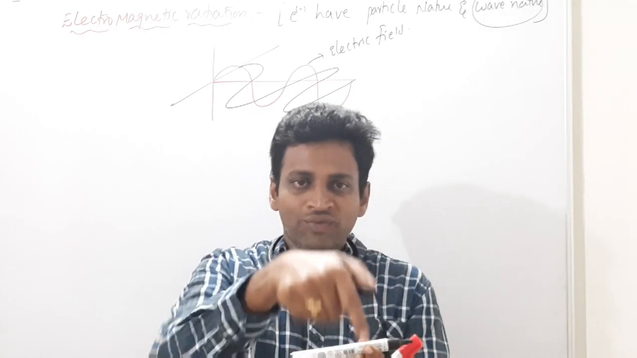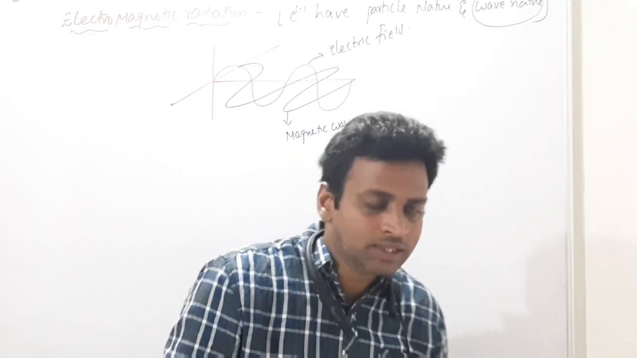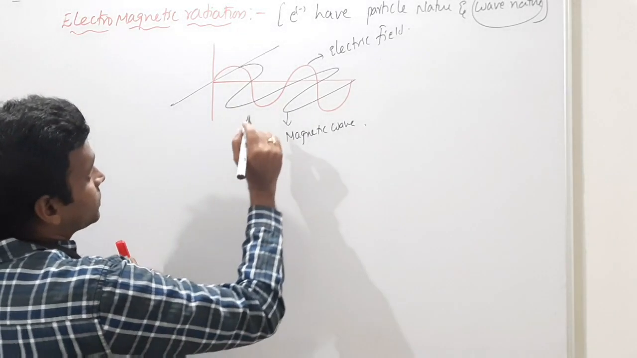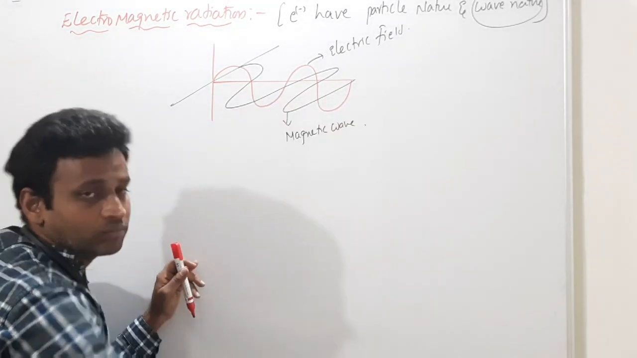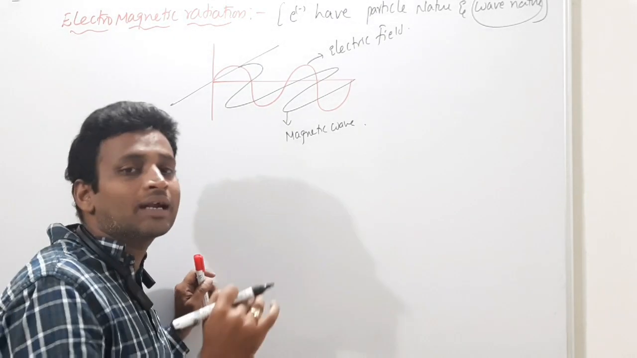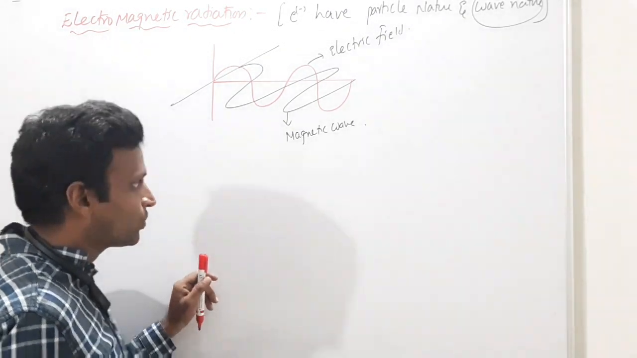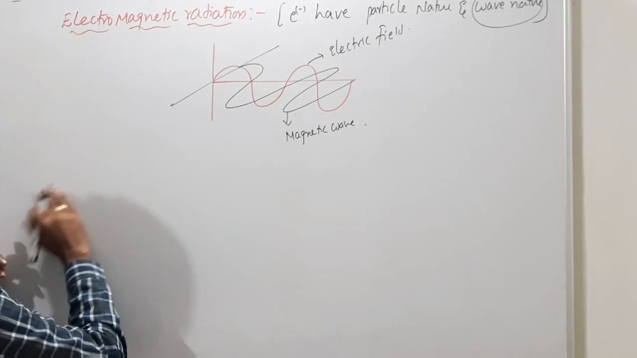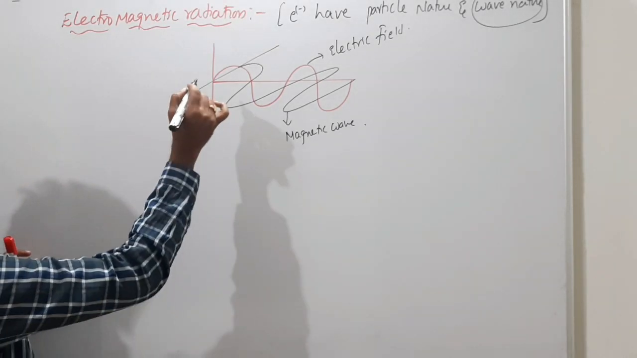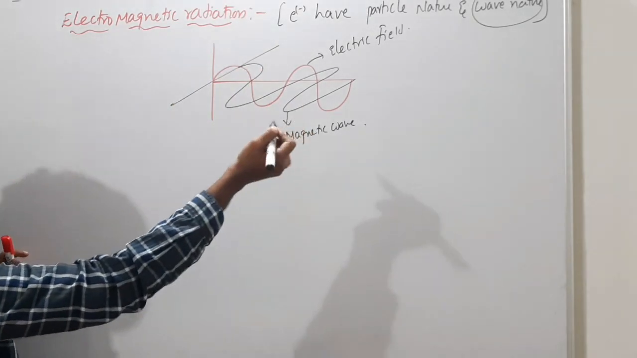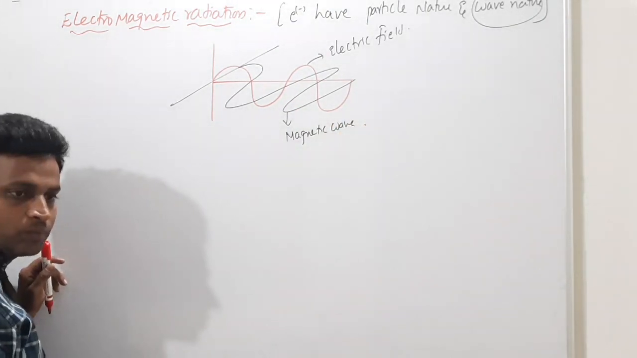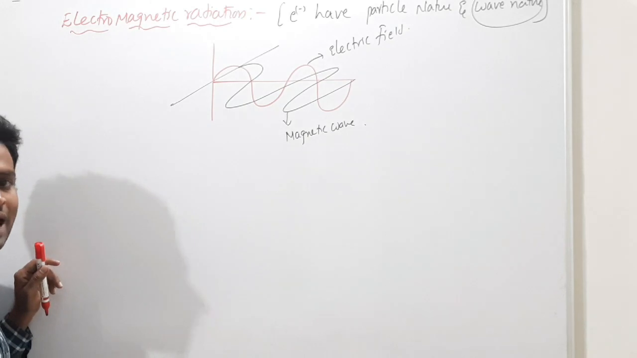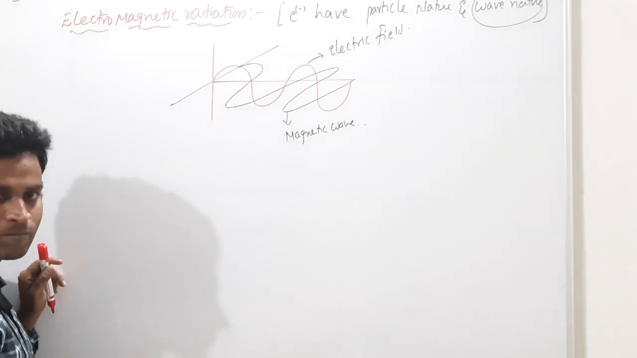South pole, north pole, front, back, like that. Getting what I am saying? So here in presence of electric field and magnetic field, they create a wave. Who creates the wave? Electrons are creating the wave. So finally you have one thing: electron has a dual nature, both particle nature as well as wave nature. So they are creating a wave, and a wave has some measurements.